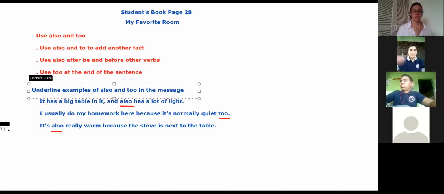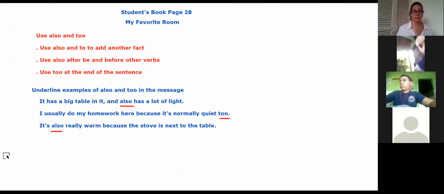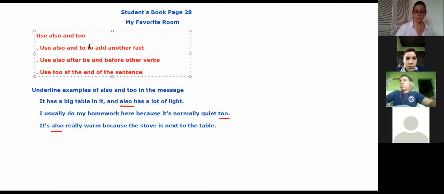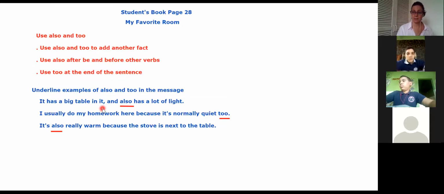we extracted some information from the text, the message. We use also and too, first of all, in the how-to box. Use also and too to add another fact. In the first sentence we have, it has a big table in it. That's one fact. And also has a lot of light. It's describing the room. Está describiendo el cuarto. It has a big table in it and also has a lot of light.